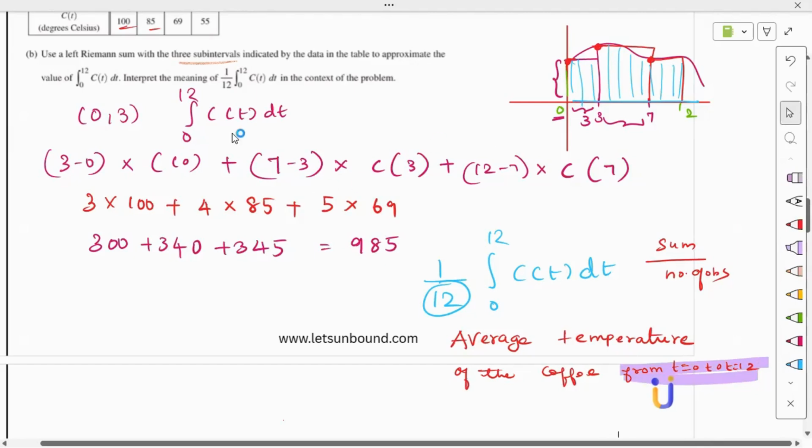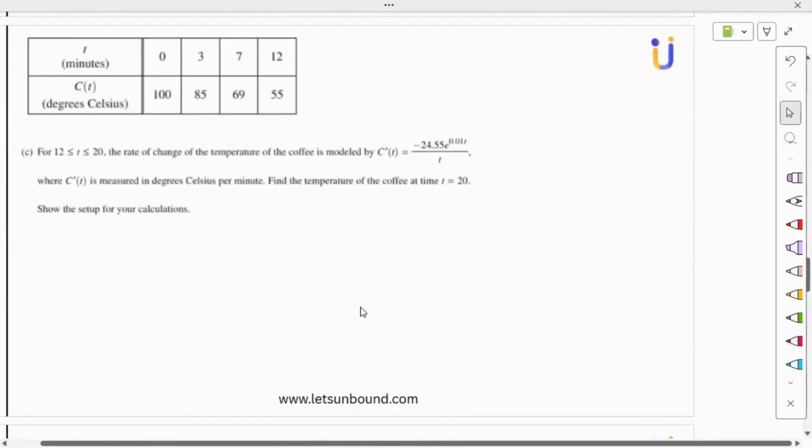This is the meaning of this particular integral. Right, moving on to the next. For 12 to 20, the rate of change of temperature of the coffee is modeled by C'(t). This is a function where C'(t) is measured in degrees Celsius per minute. Find the temperature of the coffee at time t = 20.